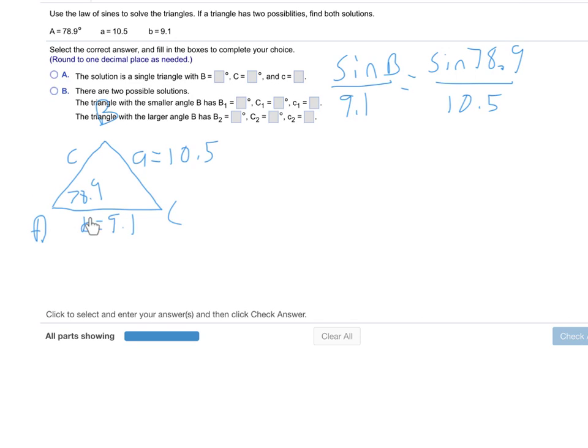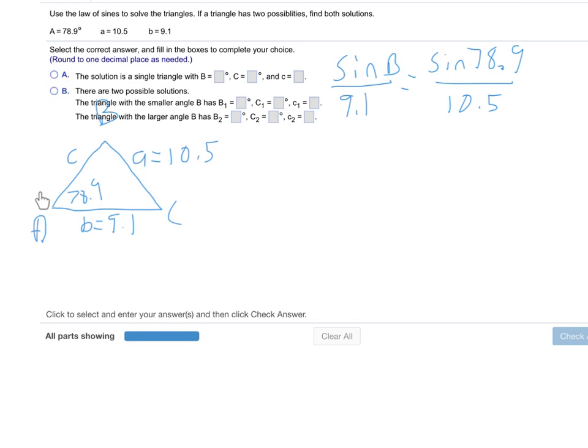I always like to start with a picture here. Label my triangle A, B, C. Capital letters are the angles, and lowercase letters are opposite the capital letters. So we're given A is 78.9 degrees, so that goes here. Lowercase a, which is across from that, is 10.5. We're given lowercase b is 9.1.